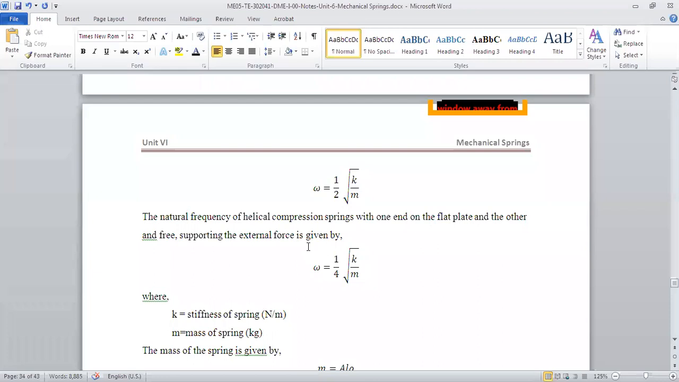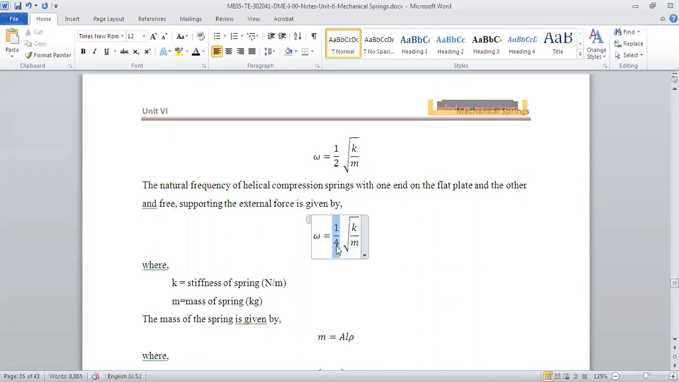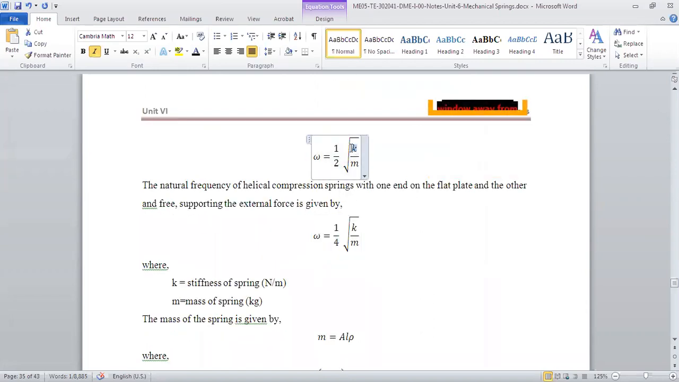If one end of the spring is on a flat plate and the other end is free, the frequency is half of that, like (1/4)√(K/M), where K is the stiffness of the spring and M is the mass of the spring. M is the mass of the spring in kg. It is not weight, it is mass. So we can find the natural frequency of the spring if we know its stiffness and its mass.